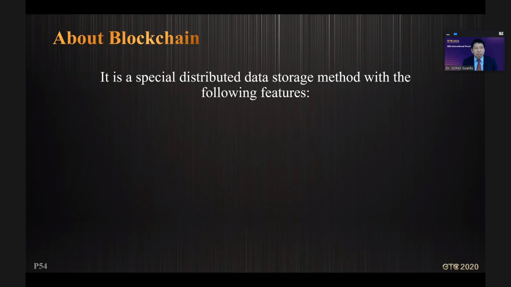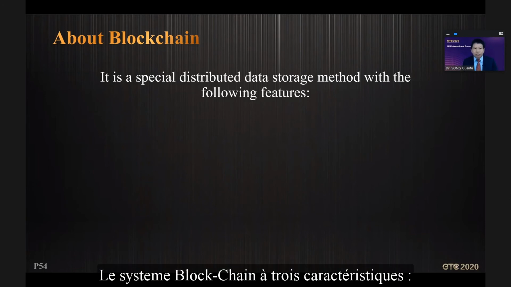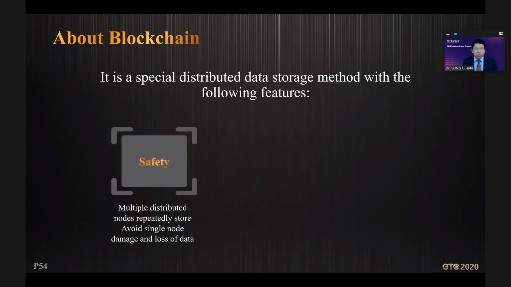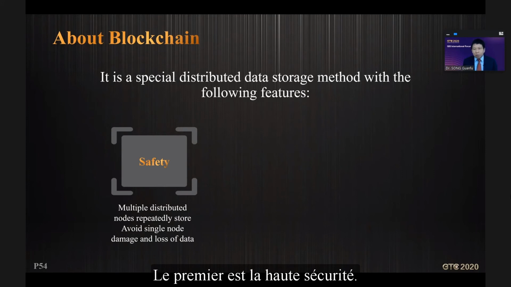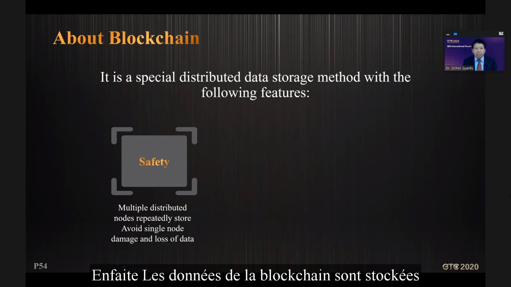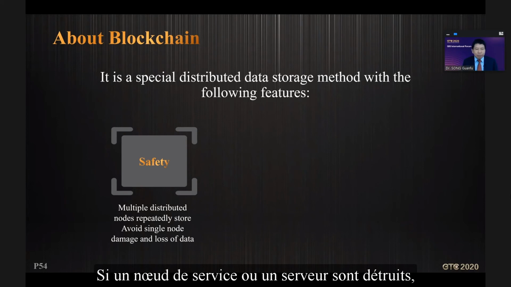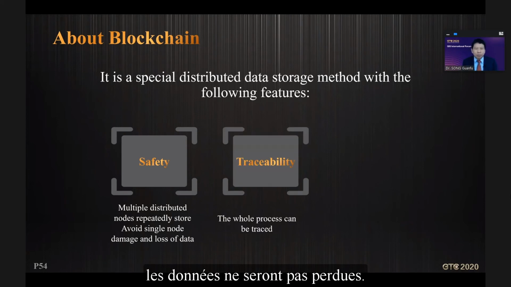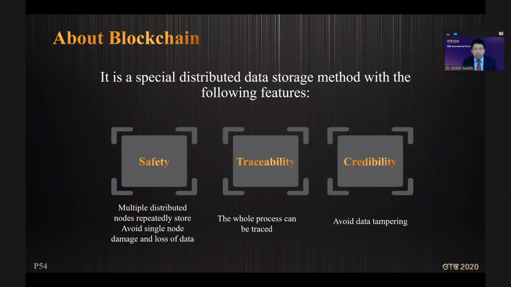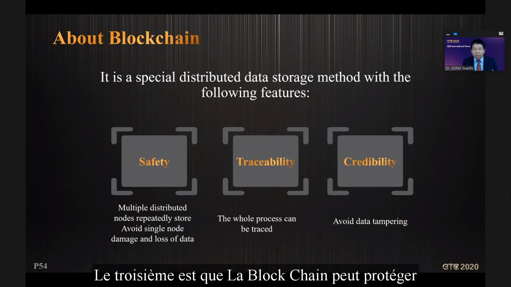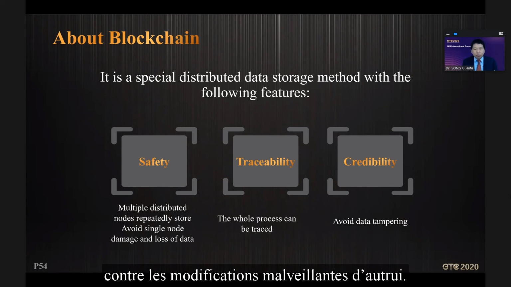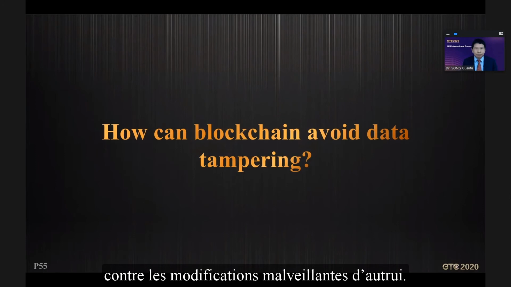It has 3 features. The first is high safety. The blockchain data is repeatedly stored on different distributed nodes. If a service node is destroyed, the data will not be lost. The second is that the data can be traced through the whole process. The third is high credibility. It can protect data from malicious modification.